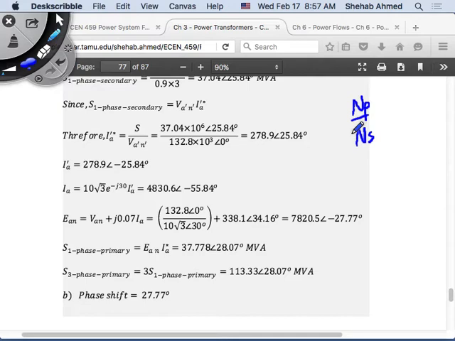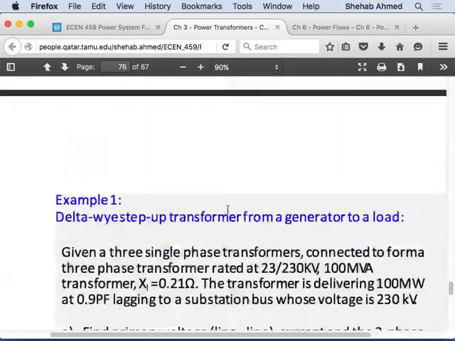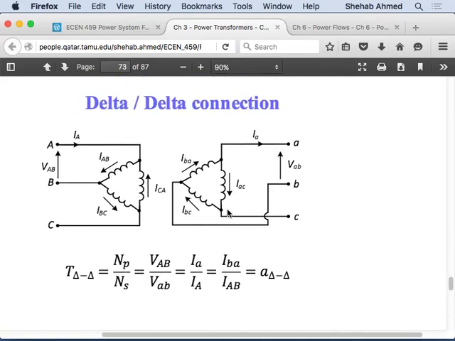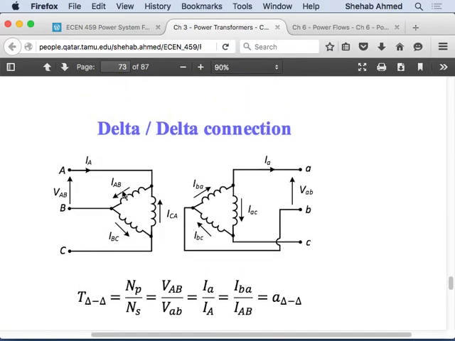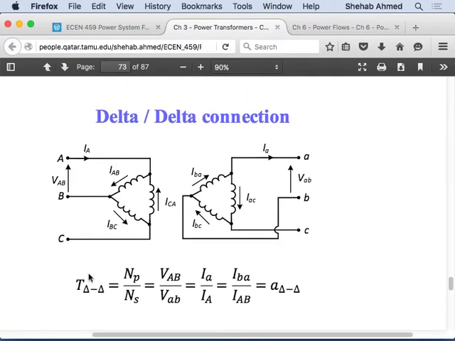If it's a delta star or a star delta, then you have to figure out what this actual turns ratio is. What should we call the other turns ratio? Fictitious turns ratio, the equivalent turns ratio. They call the actual turns ratio A, or the physical turns ratio A, and they call the other one T, sort of an equivalent turns ratio. In a delta delta transformer, T is equal to A, right?